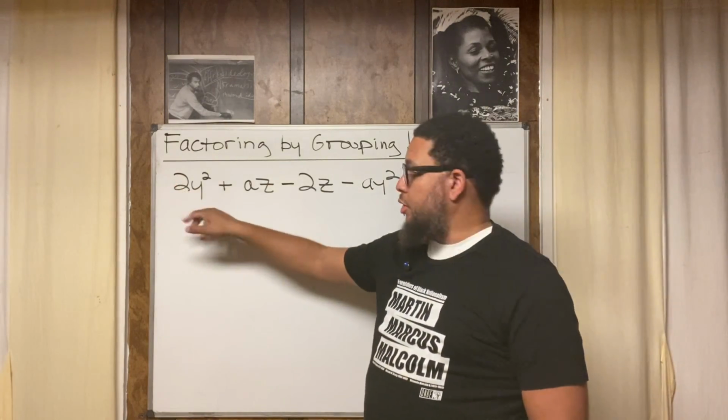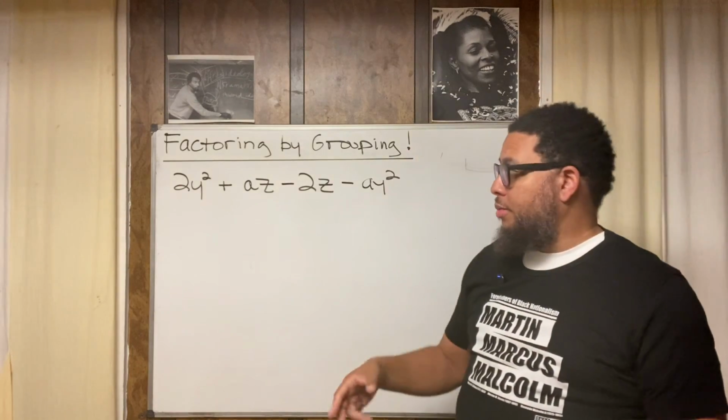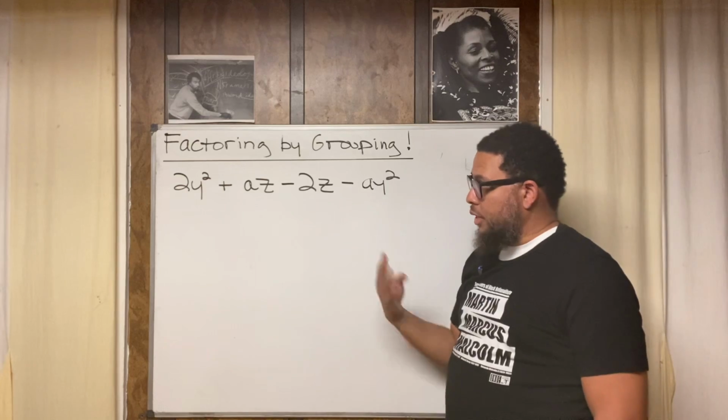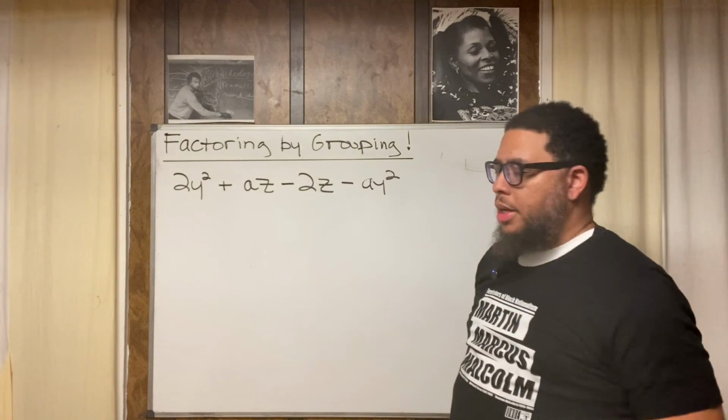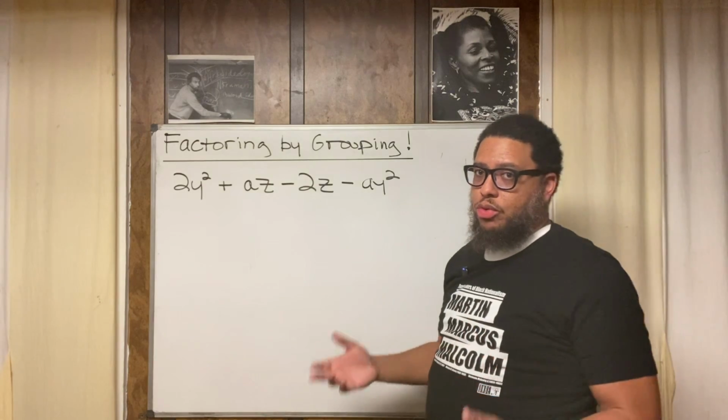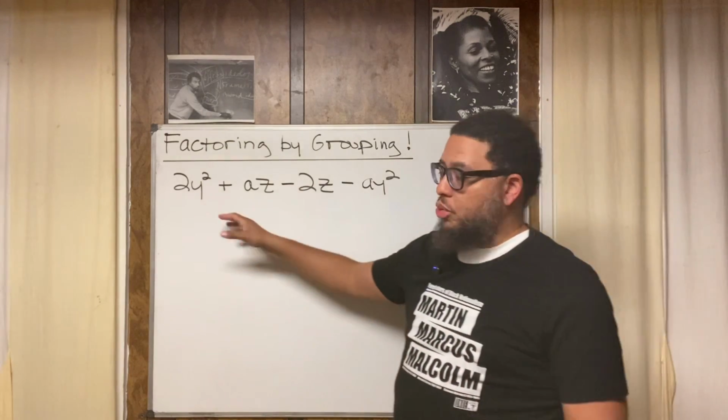2y squared is our first term. az is our second term. Negative 2z is our third term. Negative ay squared is our fourth term. So we got 4 terms. Now, why is it called factoring by grouping? Because we're going to create 2 separate groups. Each group's going to have 2 terms in it.